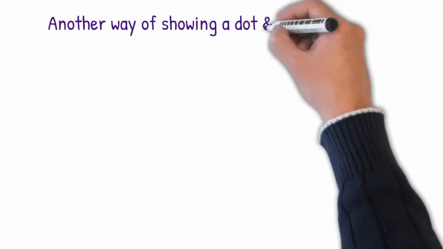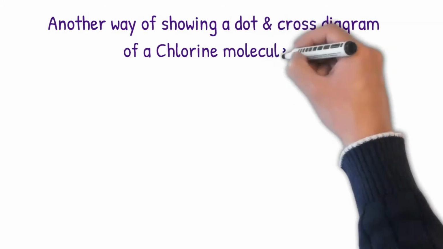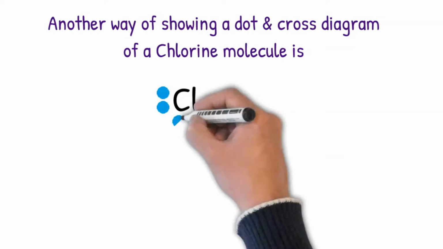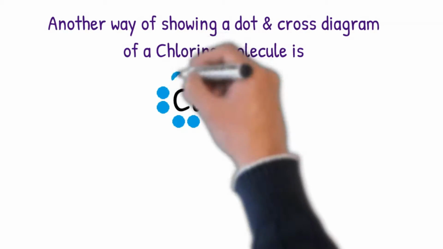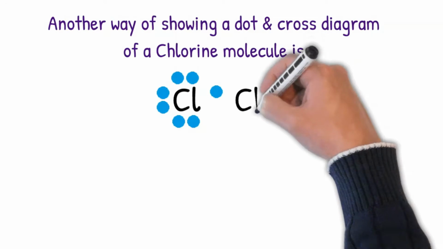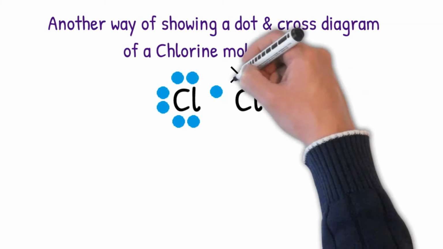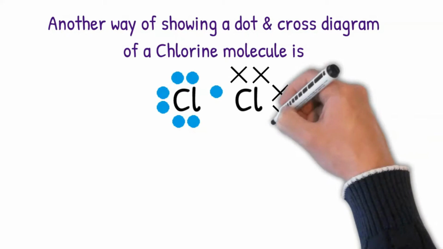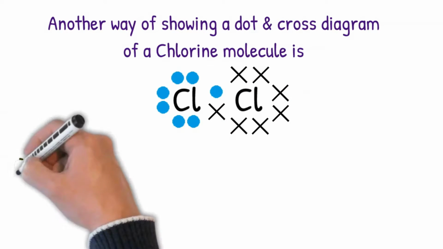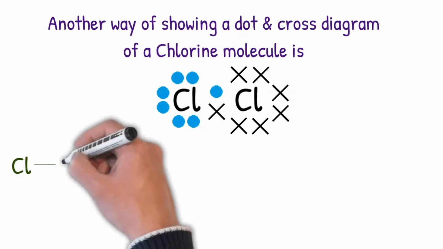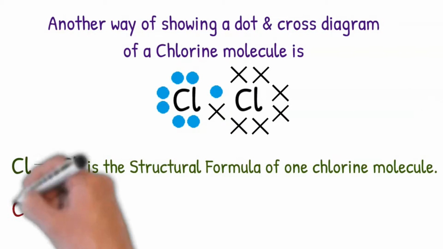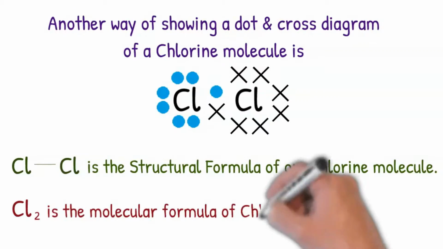Another way of showing a dot and cross diagram of a chlorine molecule is this. Cl, one covalent bond, Cl, is the structural formula of one chlorine molecule. Cl2 is the molecular formula of chlorine.